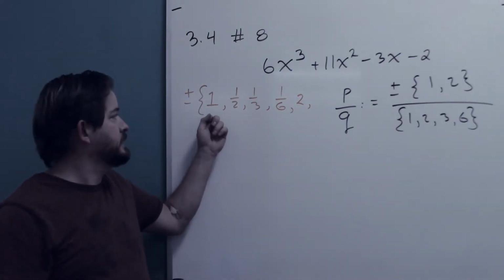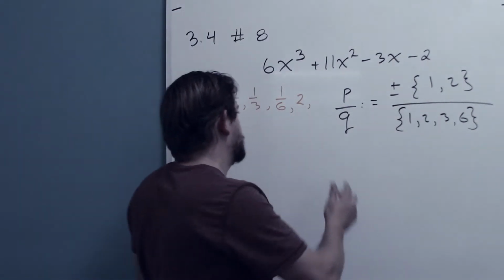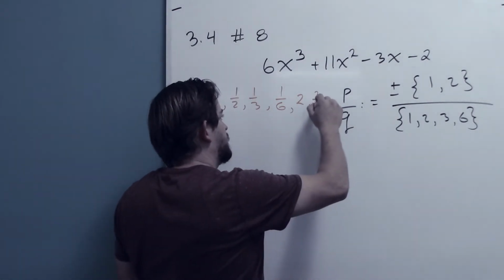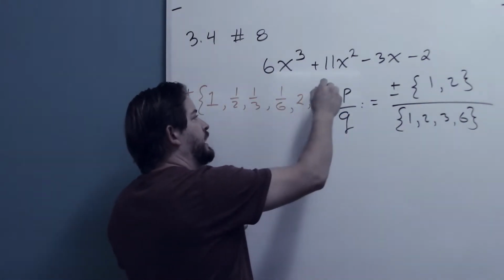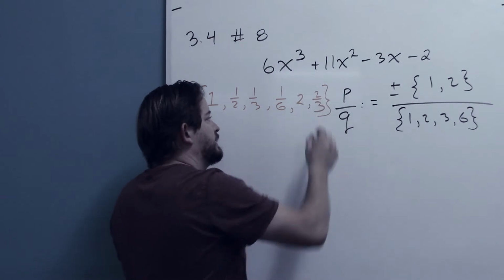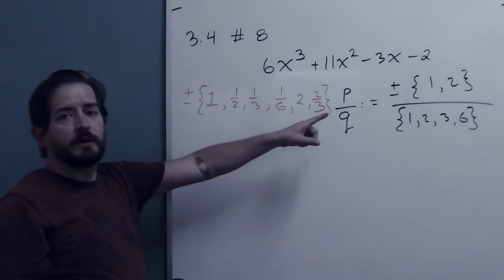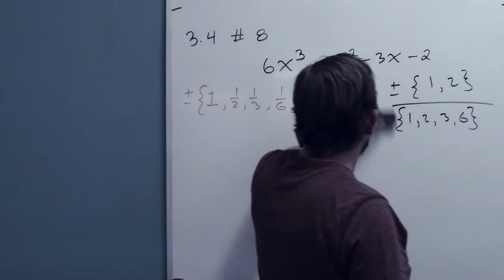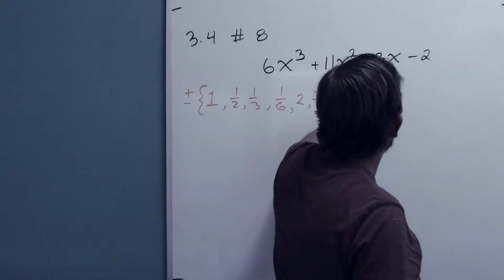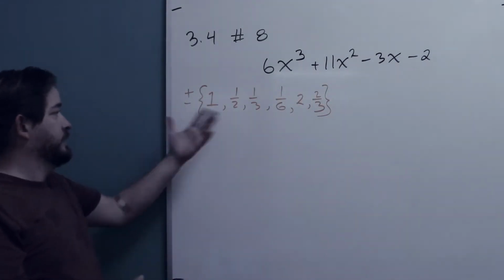I don't need it twice, I just need to know that it's a possible answer. But I have 2 over 3, so 2/3. And then I have 2 over 6, but that's 1 over 3 reduced, and so I have it already, and that's it. That's my list of possible rational zeros. Okay. I'm going to erase what's over here in black. To start, this is what we have.